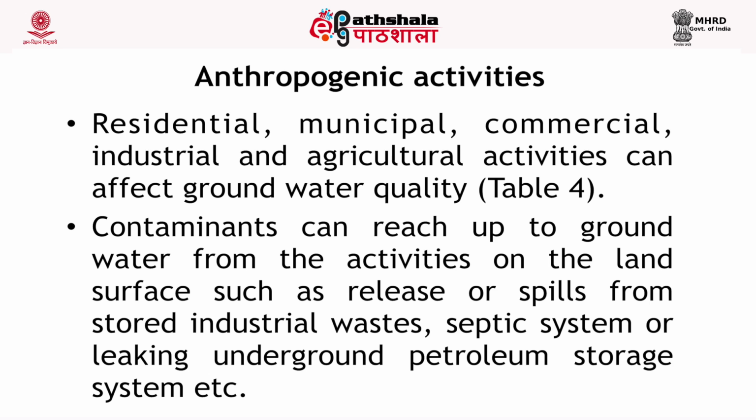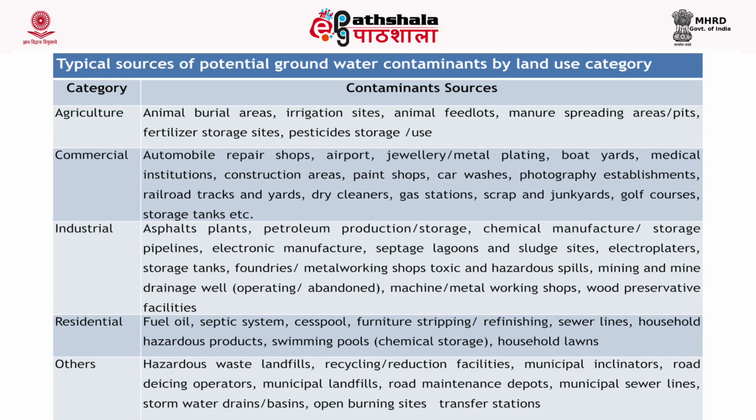Various anthropogenic activities like residential, municipal, commercial, industrial and agricultural activities can affect groundwater quality. Contaminants can reach groundwater from activities on the land surface, such as releases or spills from stored industrial waste, septic systems, leaking underground petroleum storage, etc. In this table, we can see various categories and contaminating sources.